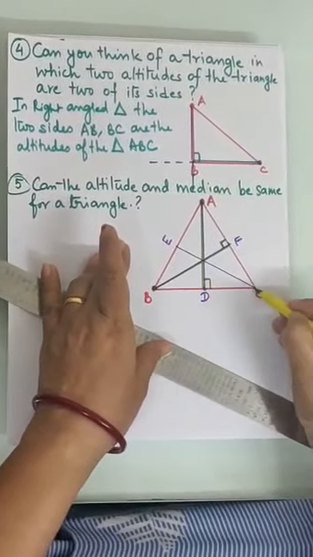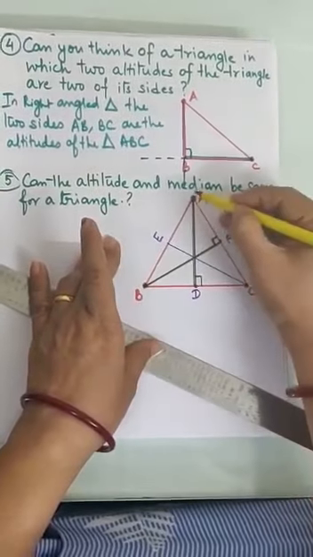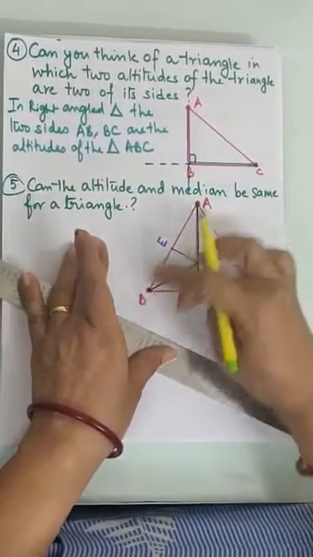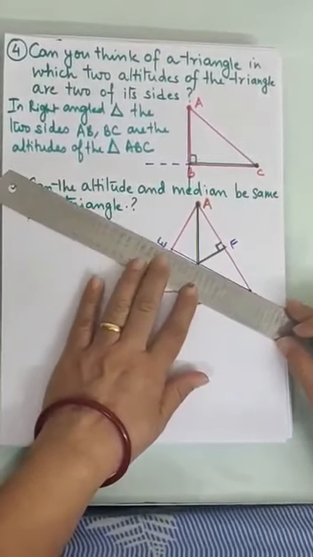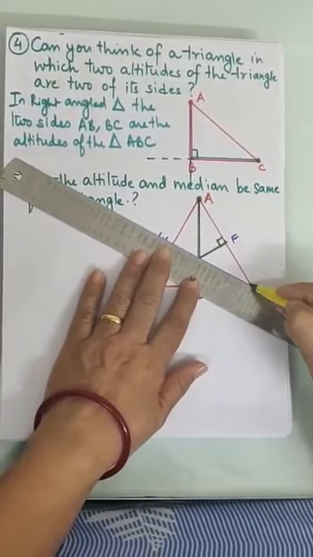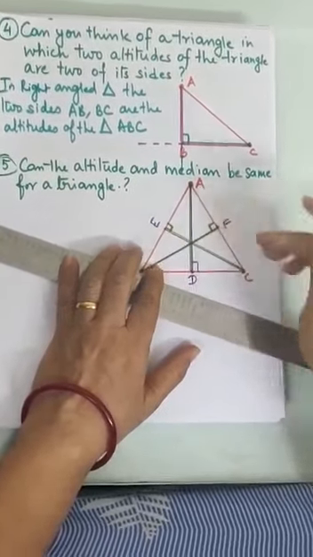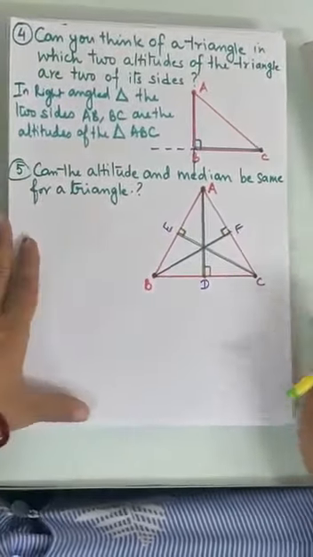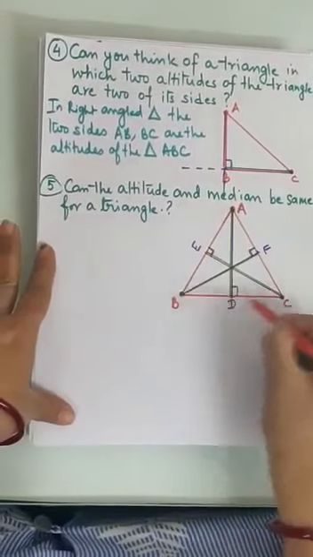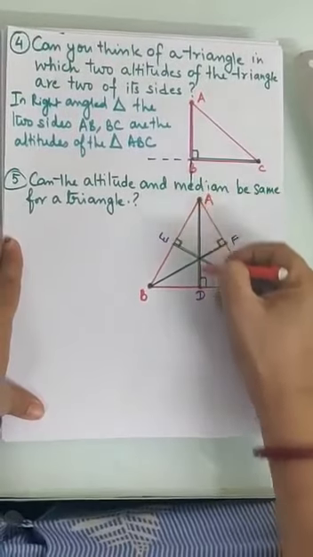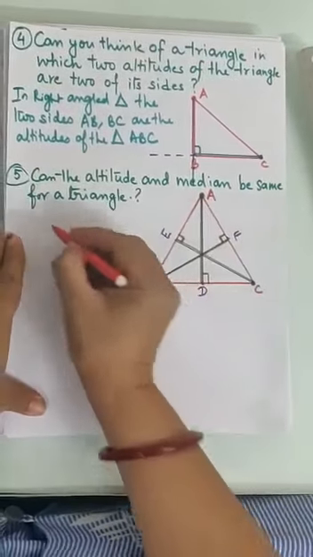अब we take this vertex C. Opposite side is AB. Now we draw perpendicular from C to AB. Let us draw. See, 90 degree बन रहा है. So what do we observe? That in an equilateral triangle, all the three medians are all the three altitudes of the triangle.